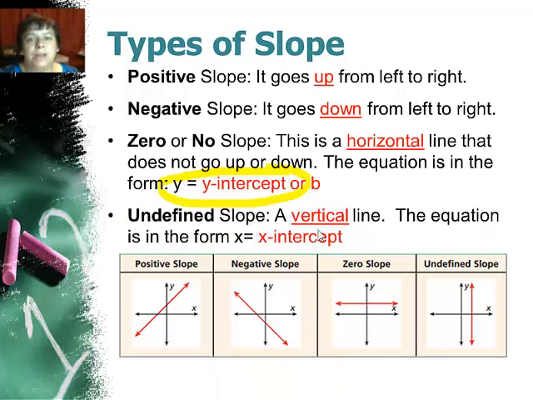Then last but not least is undefined slope. This is for a vertical line, and the equation is actually not y equals, but x equals wherever it crosses the x-axis right there.